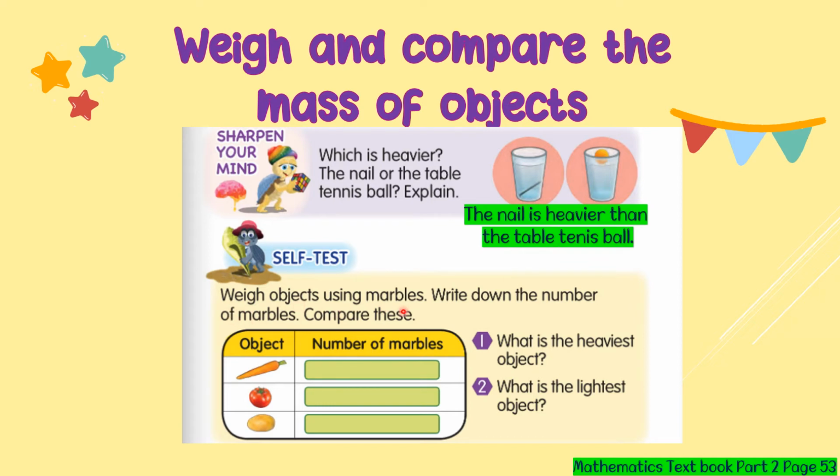Next, weigh objects using marbles. Write down the number of marbles. Compare. So, we have the result here. The carrot is the same as 10 marbles. The tomato is equal to 5 marbles and the potato is equal to 7 marbles. So the question, what is the heaviest object? The heaviest object is the carrot. What is the lightest object? The lightest object is the tomato.